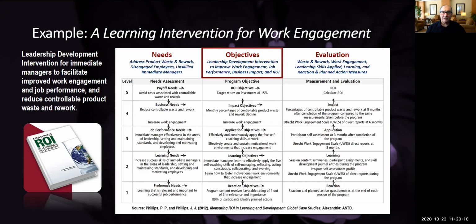So your objectives talk about a leadership development intervention to improve work engagement, job performance, business impact, and return on investment.